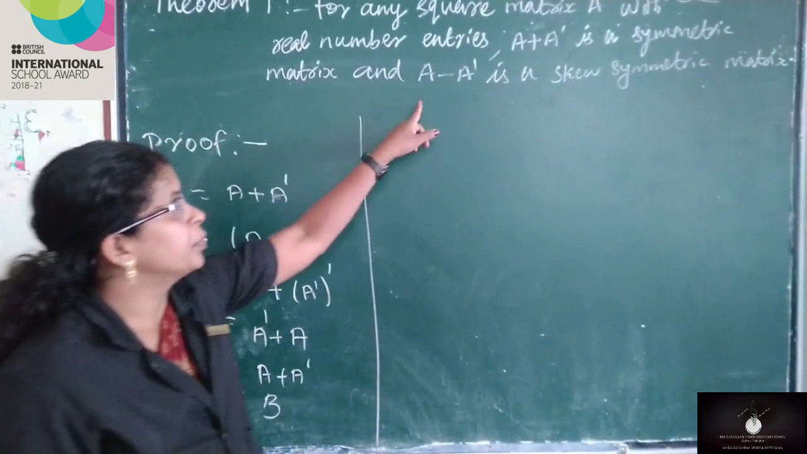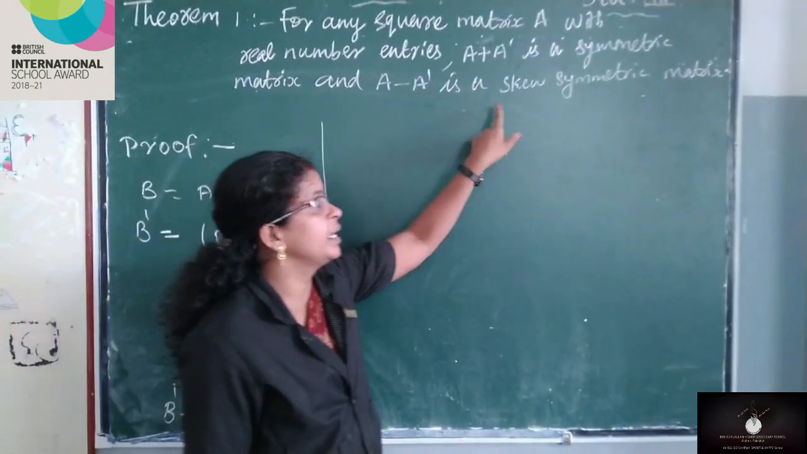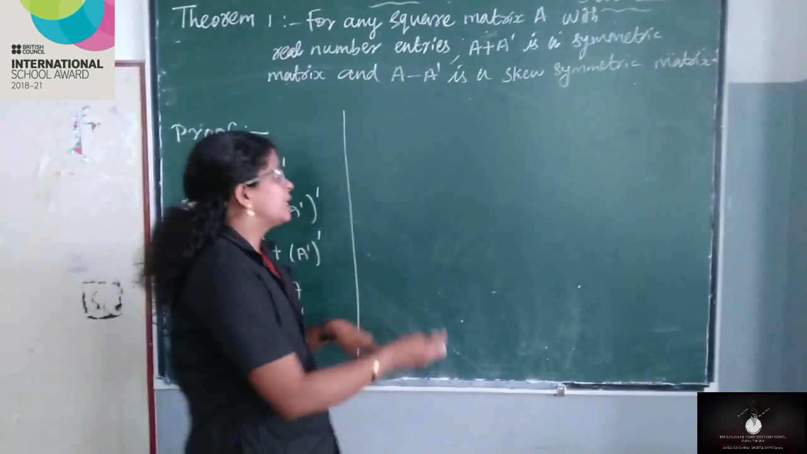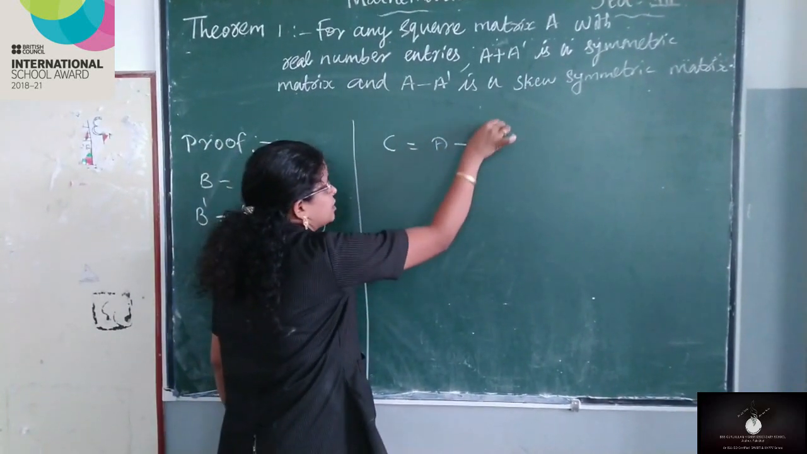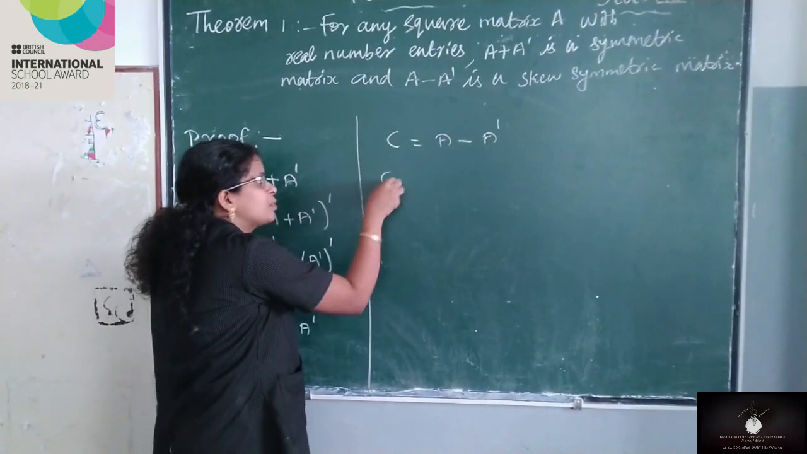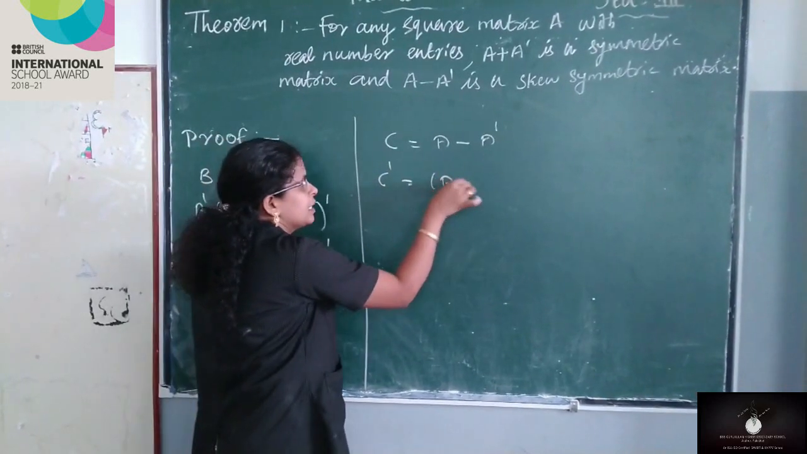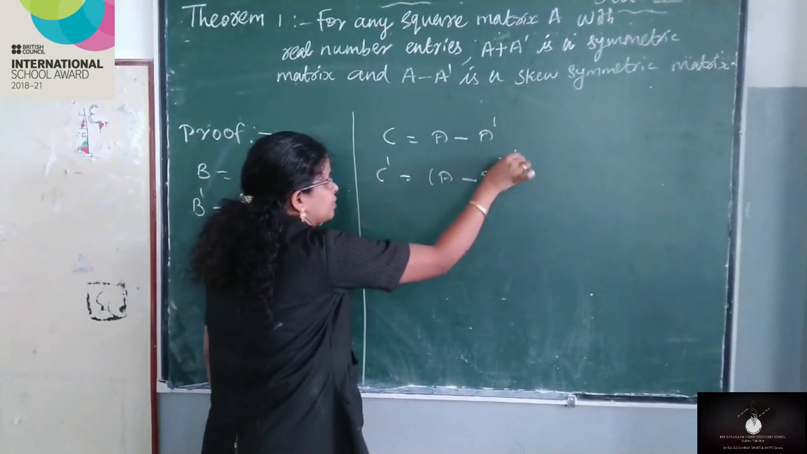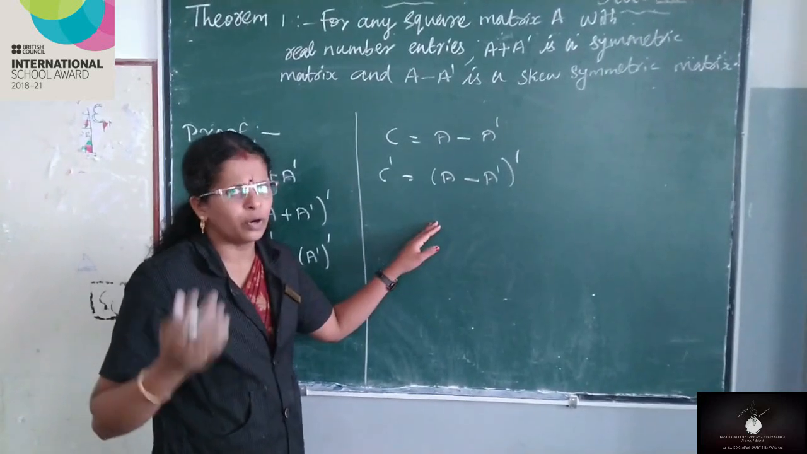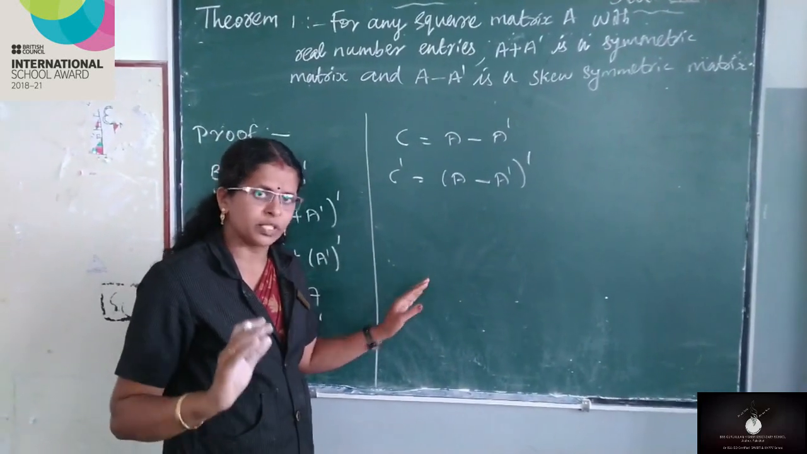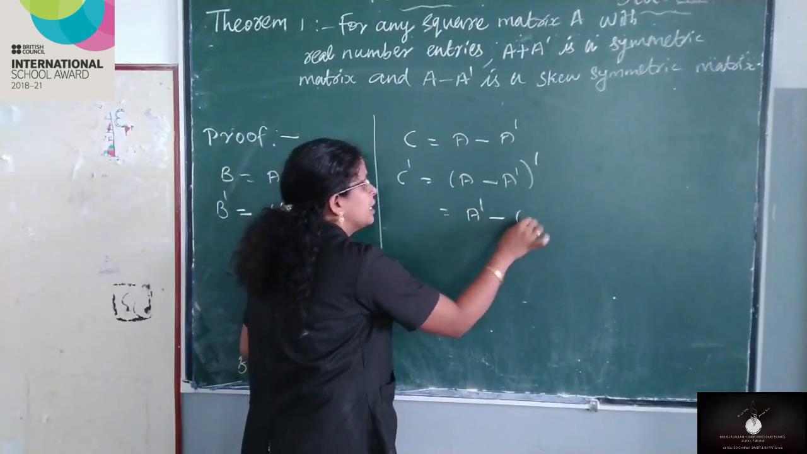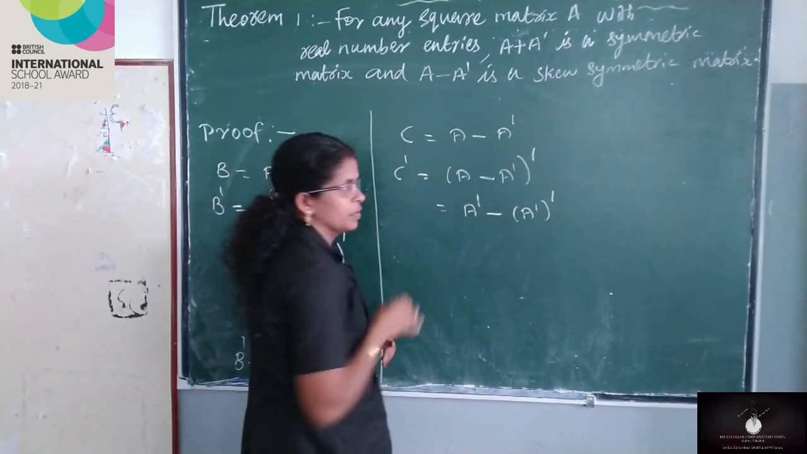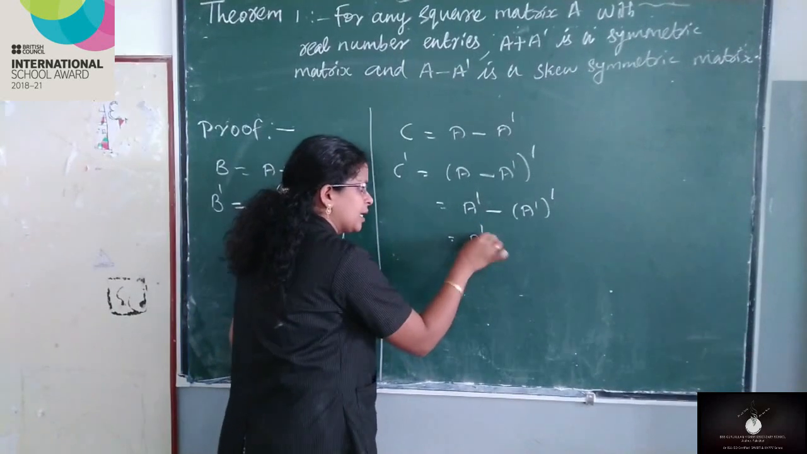Next we have to prove A minus A transpose is a skew symmetric matrix. So let us consider C is equal to A minus A transpose. Then C transpose equal to A minus A transpose whole transpose. We know that A minus B whole transpose equal to A transpose minus B transpose. So here it is A transpose minus A transpose whole transpose.